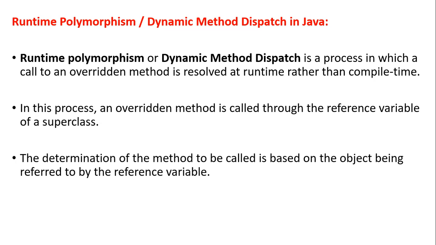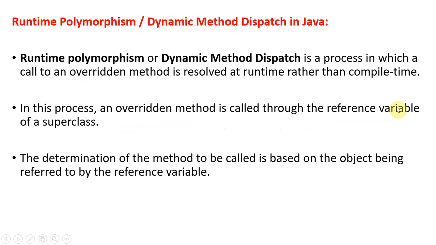The call to an overridden method is resolved at runtime rather than compile time. Generally, calling a method can be decided either at compile time or runtime. Compile time is before executing a program, when the program is compiled. If the call to an overridden method is decided at runtime, that is called runtime polymorphism. In this process, an overridden method is called through a reference variable.